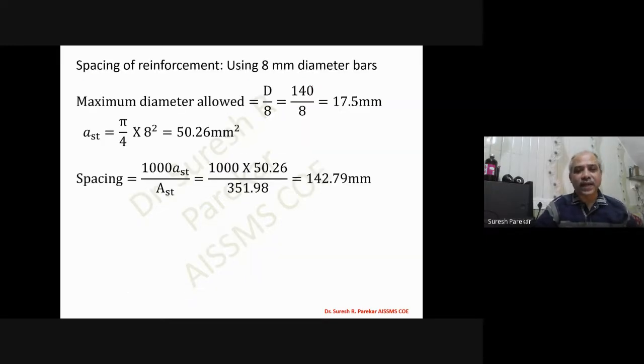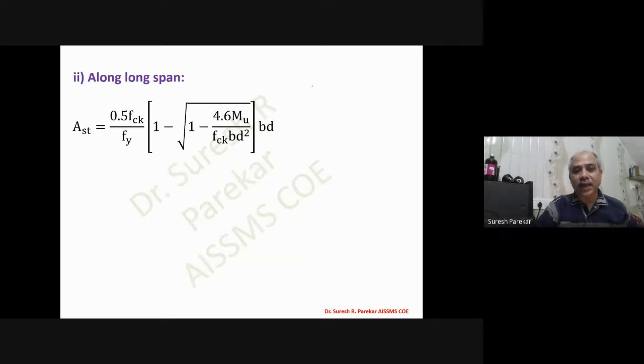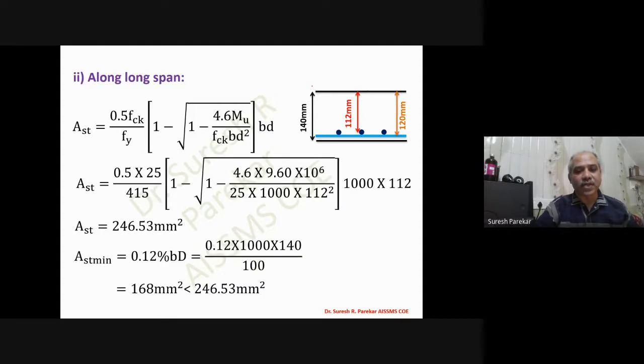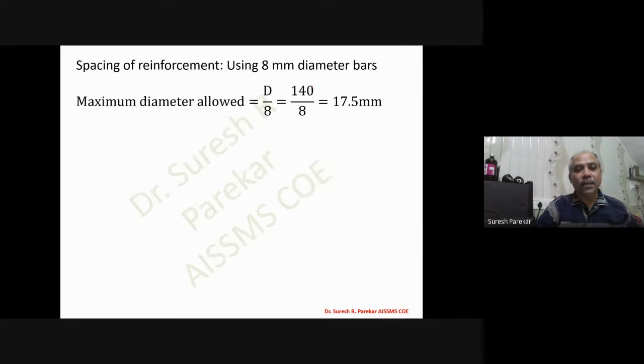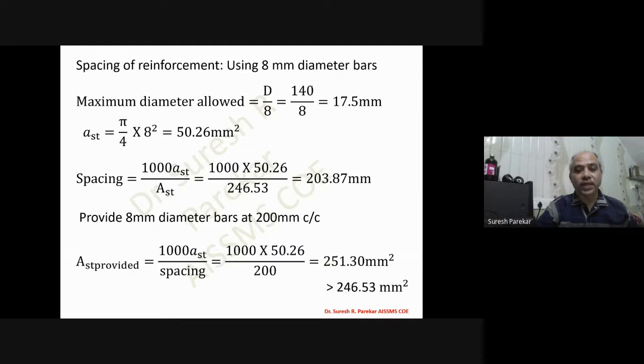Then spacing we get as 8 mm diameter at 140 mm center to center, and the provided value is 359 mm square. Similarly, along long span, again at support, we have bending moment 9.6, and for this our steel requirement is 246.53 mm square, which is greater than 168 mm square, and we have provided 8 millimeter diameter at 200 mm center to center, and Ast provided is greater than 246.53 mm square.